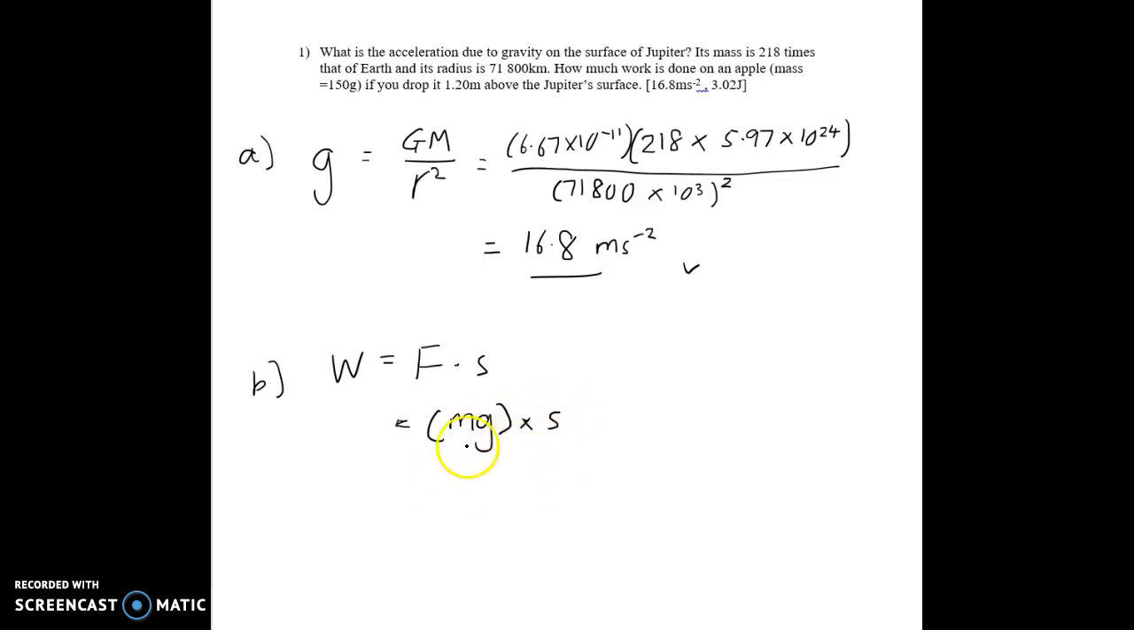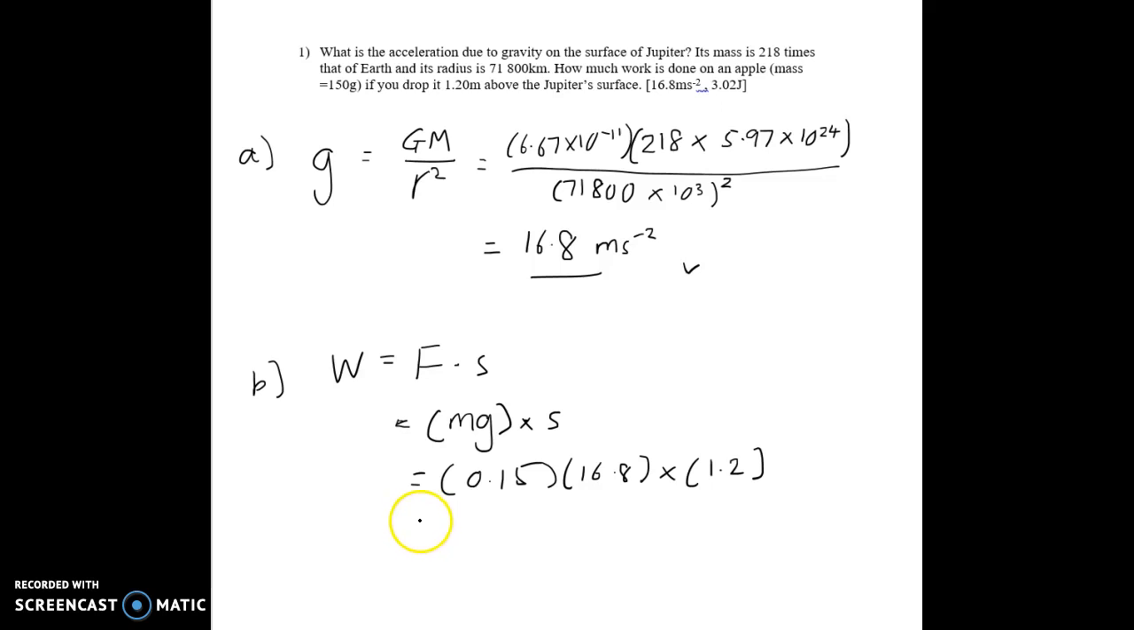Alright, so this is the work done, and you need to know that for doing the work on the apple, the mass of the apple here will be 150 gram, 0.15 kilo. And the g value, don't use 9.8. We are talking about Jupiter, use 16.8. And times the distance it traveled if you drop it. If you drop it and it lands on the surface, drop it 1.2 meter. So that's how you do it.